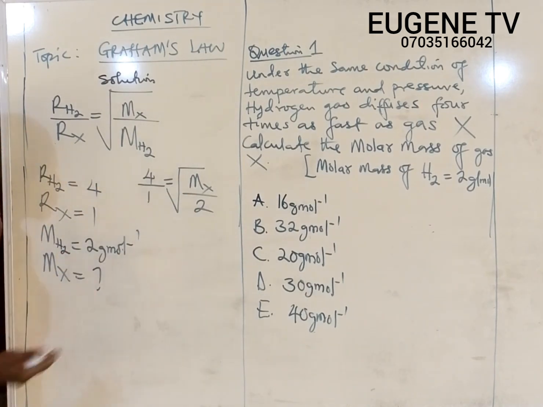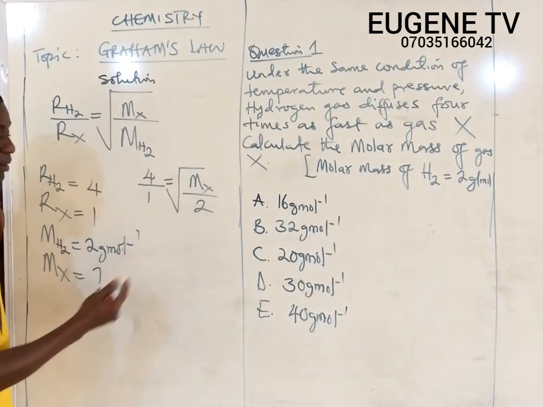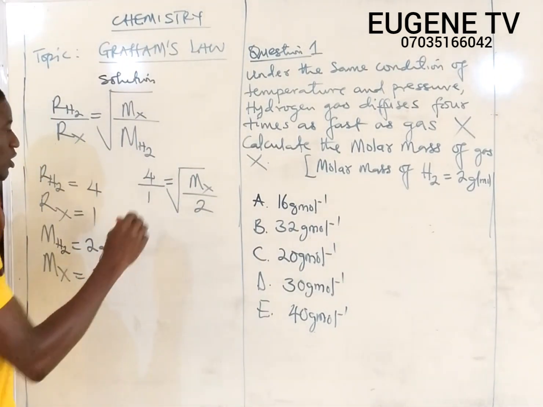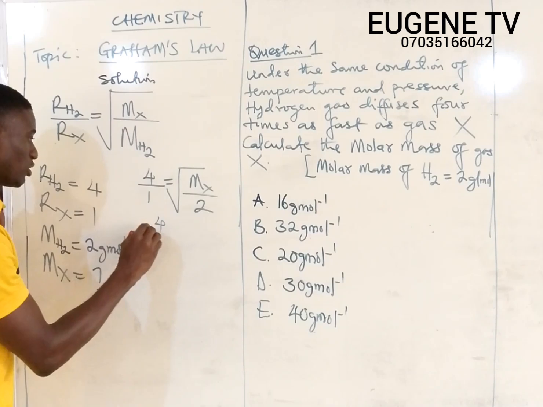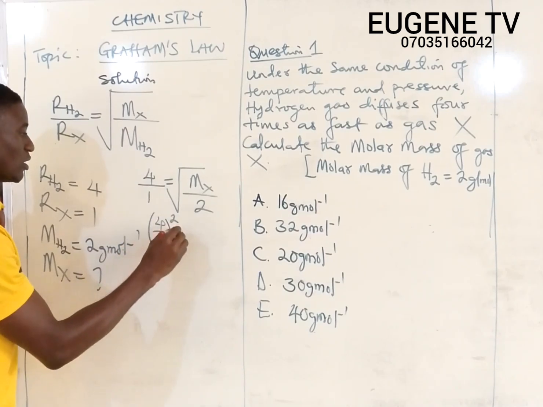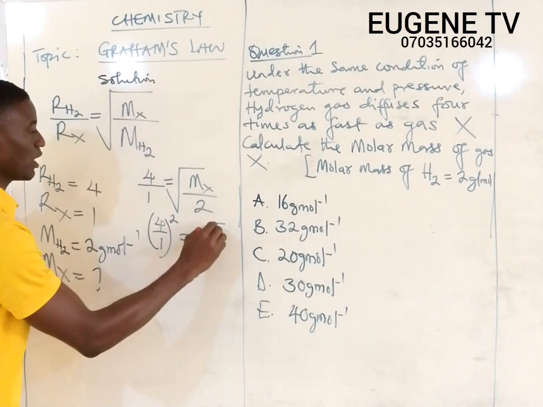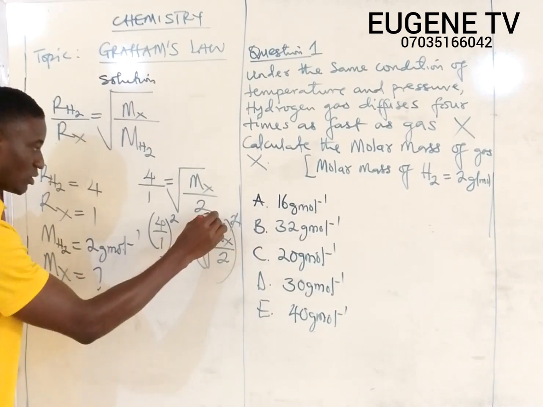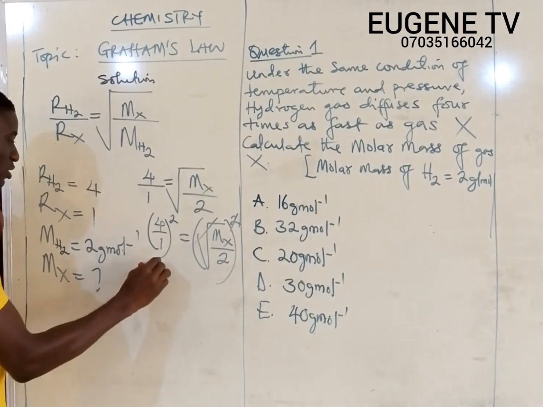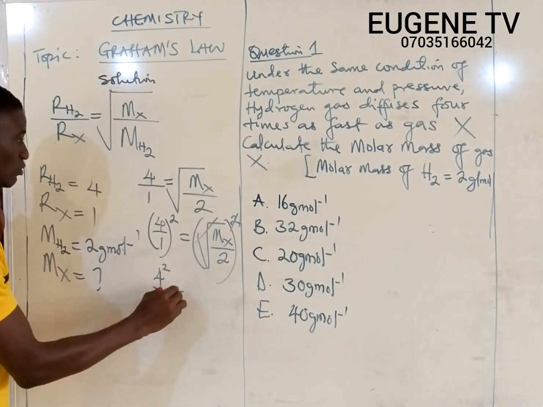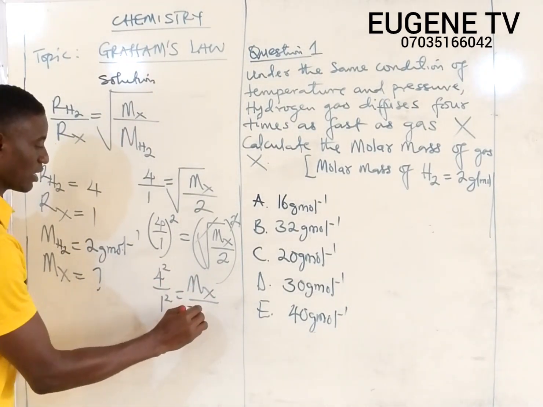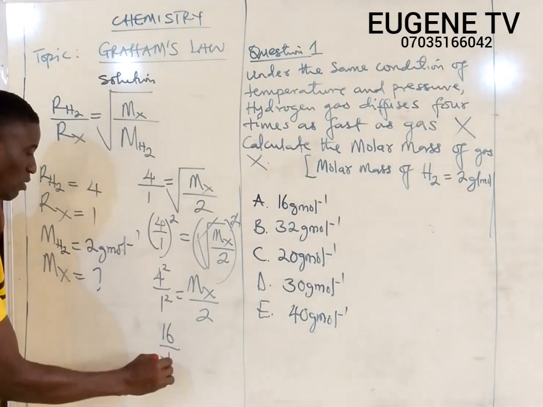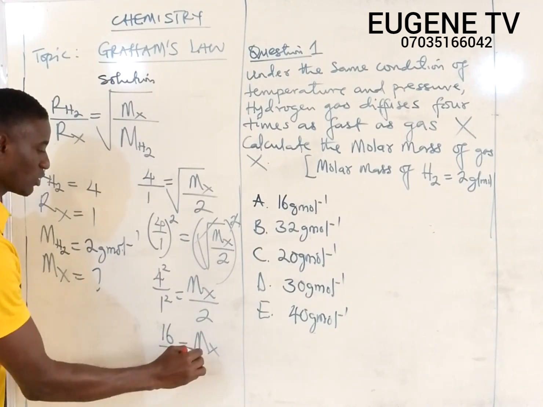Alright, so you all know that from our laws of indices, whenever we have a problem like this, in order for us to do away with the square root, we take the square of both sides of the equation. So 4 over 1, all squared, is equal to the square root of the molar mass of gas X over 2, all squared, so that the square cancels the square root. What we have next is 4 squared over 1 squared is equal to the molar mass of gas X over 2. This is the same thing as saying 16 over 1 is equal to the molar mass of gas X over 2.